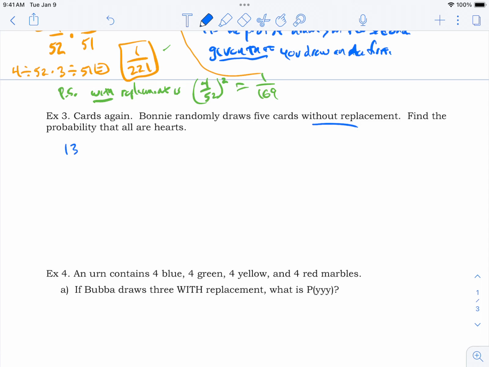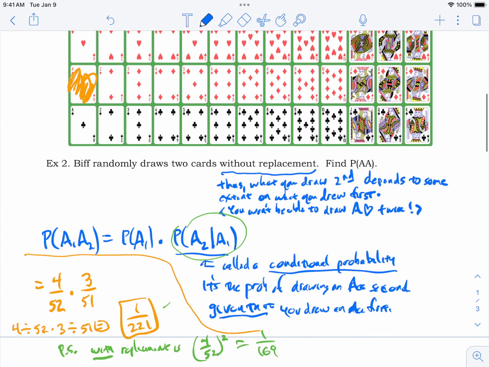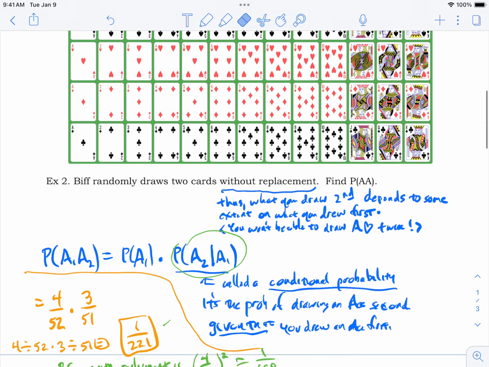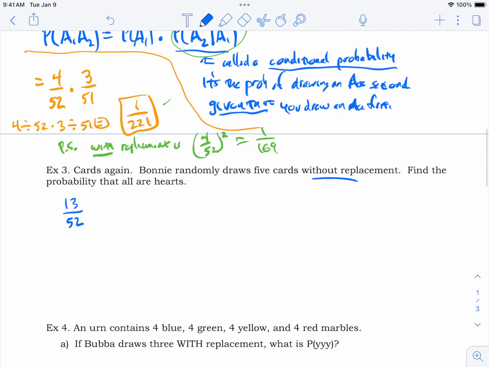At first, there are 13 cards in any suit, right? I can come back up to the diagram and prove that to you. If you count across, 1, 2, 3, 4, 5, 6, 7, 8, 9, 10, 11, 12, 13. Yep, 13 in any suit. Whoa, let's erase some of this mess here. Okay, so there's 13 cards in any suit. So there's 13 hearts out of 52.